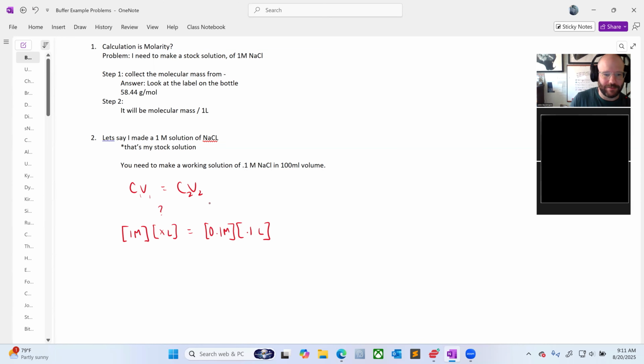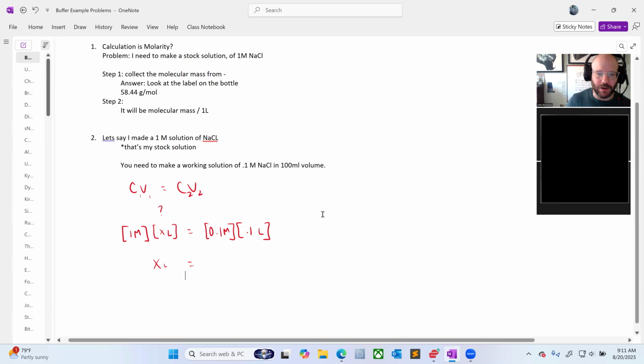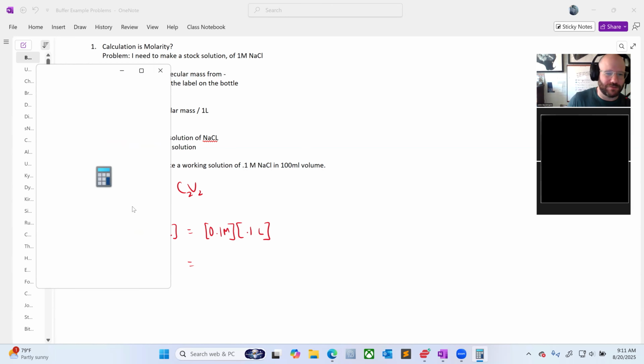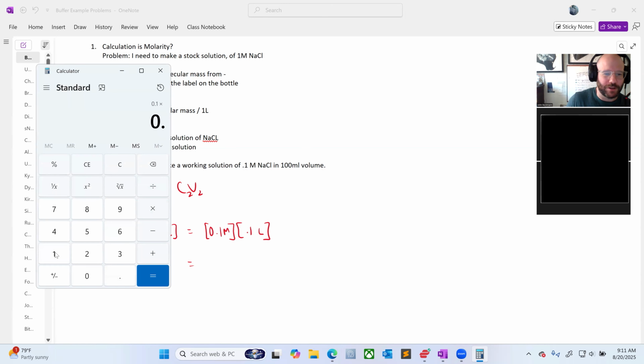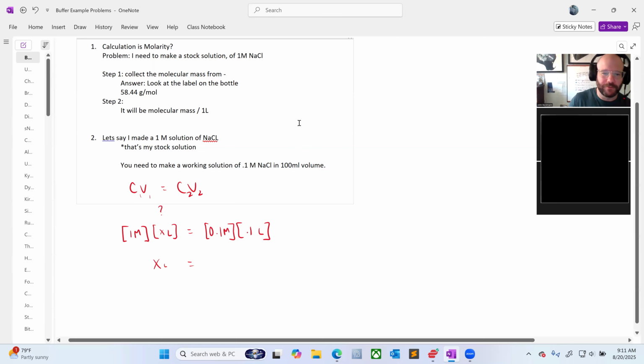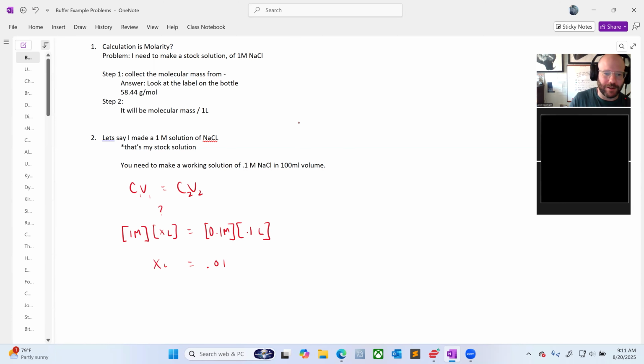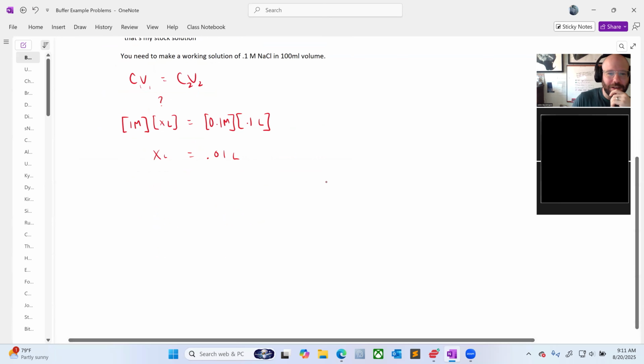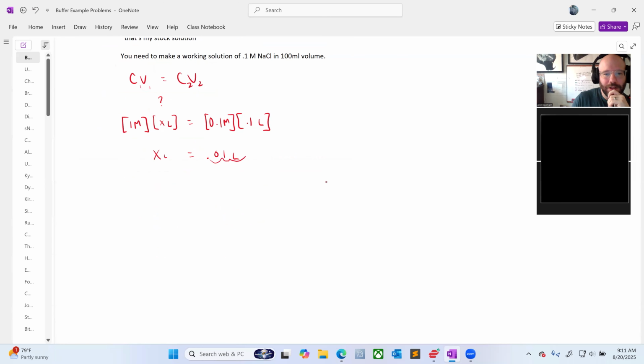To do this math, 1 times X, that's X liters, equals 0.1 times 0.1. You would just shift the decimal place over. 0.1 times 0.1 is 0.01. So the amount that you would add of the 1 molar stock is 0.01 liters, which would be 10 milliliters of 1 molar solution. You would add 10 mils.